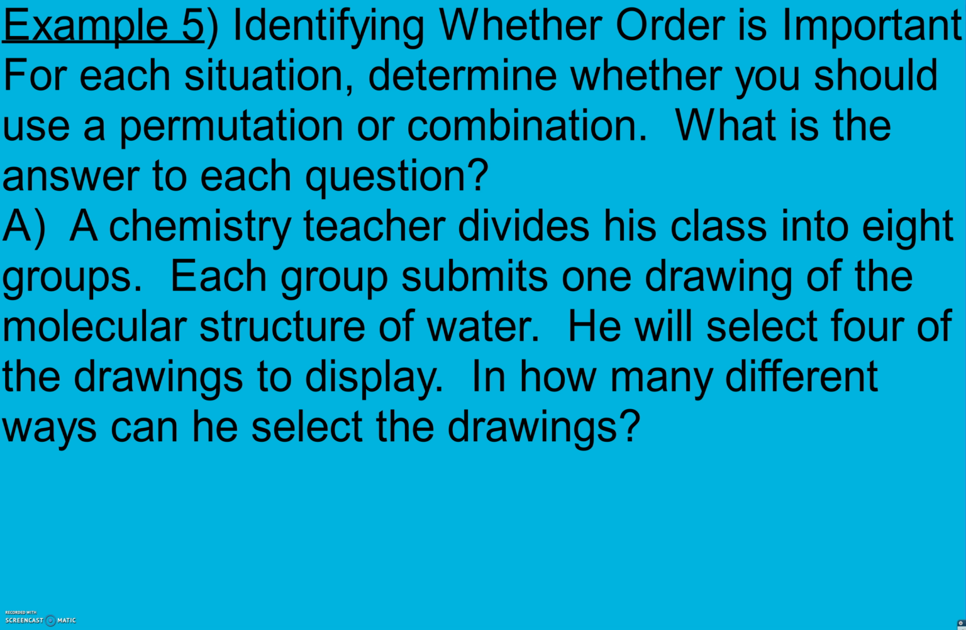Okay, here it doesn't matter what order they use. It's not like there's a first place, second place. He's just going to randomly pick 4, randomly throw them up on the wall. So this is going to be a combination. There are 8 total, and we're using 4 at a time. So 8C4, which is 8 factorial over 4 factorial, 8 minus 4 factorial, which is going to give us 70 possible ways.